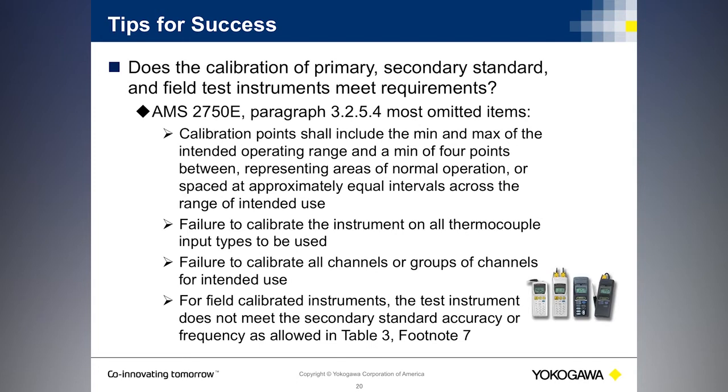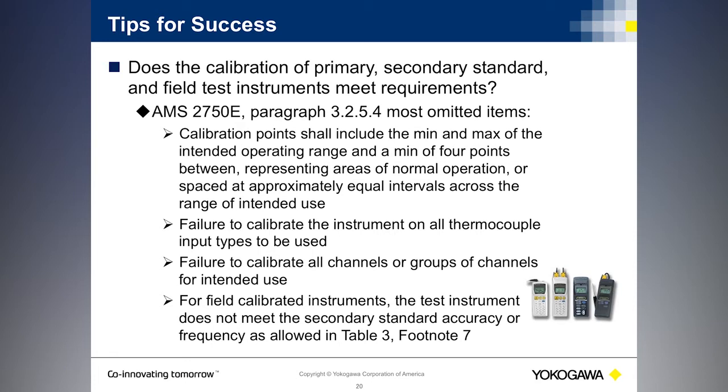Does the calibration of the primary instrumentation, secondary standard, or field test instrument meet the requirements of AMS 2750? Again, what's being missed on some of these requirements is that the minimum and maximum of the test instrument range need to be calibrated, plus 4 equal points in between. What's happening is the test instrument being utilized is maybe not calibrated over the range, and that may cause a non-conformance. The other issue is failure to calibrate the instruments on all the thermocouple input types to be used. Failure to calibrate all the channels or groups of channels for intended use.